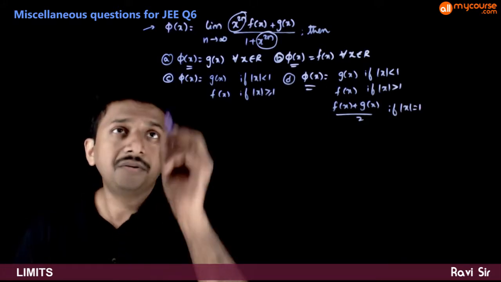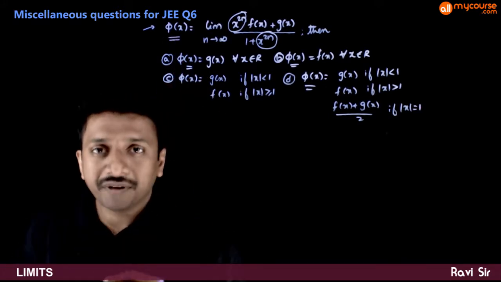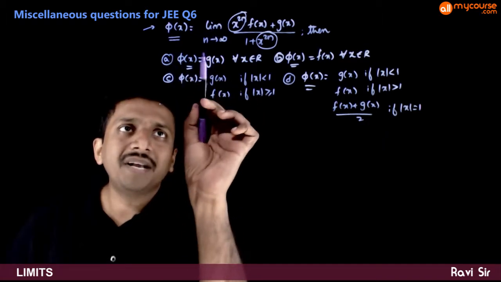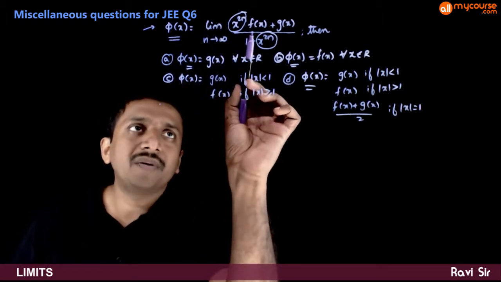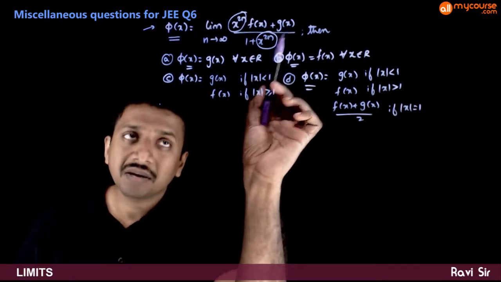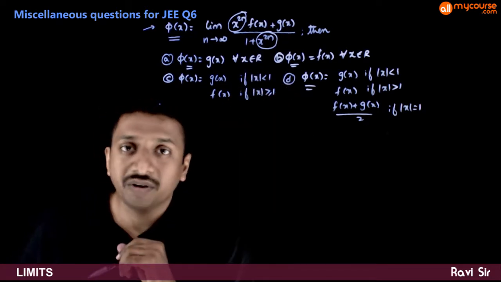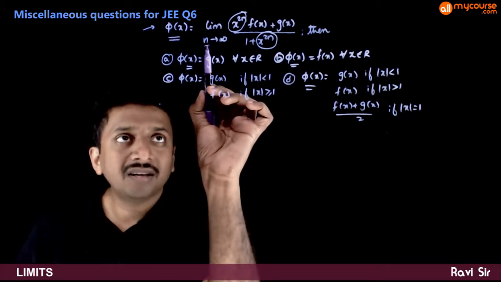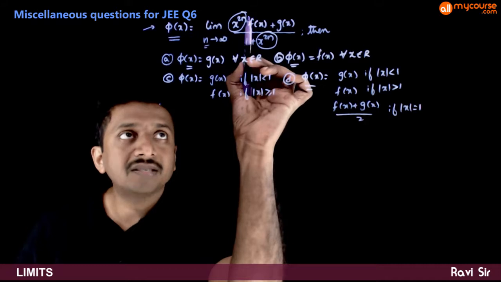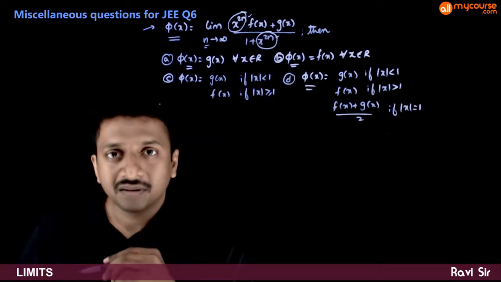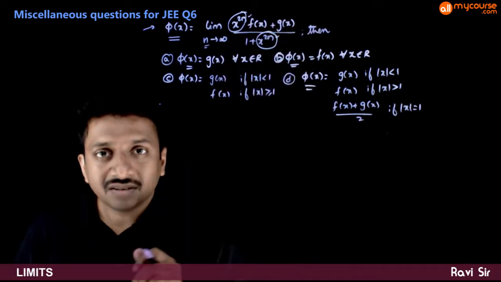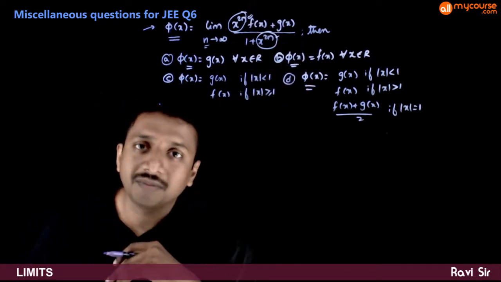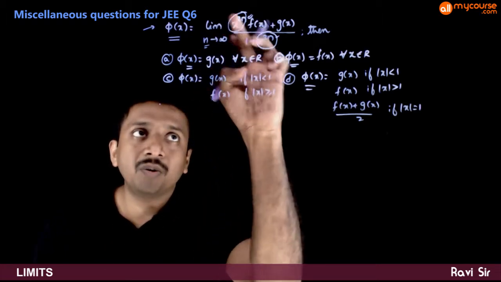So in this question, you're given the definition of phi of x in terms of a limit. Phi of x is equal to limit n tends to infinity of (x^(2n) f(x) + g(x)) / (1 + x^(2n)). Now, as you can see, the variable of the limit is the number n. So whatever this function is depends on what the term x^(2n) becomes, because n is present only in these two terms.